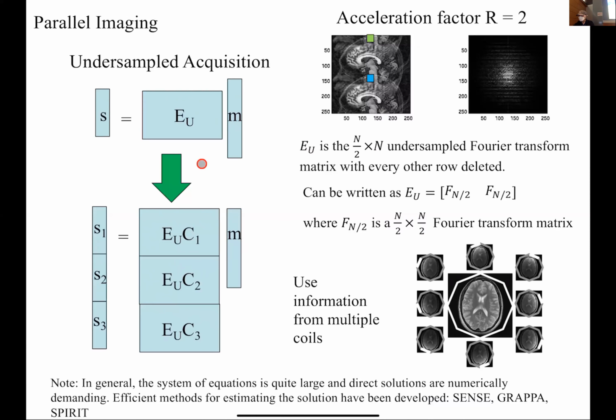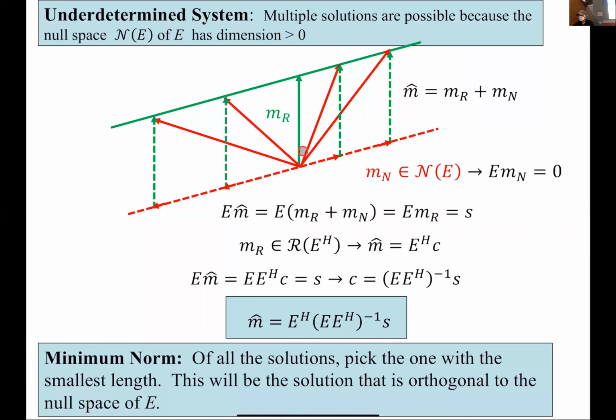I think the only slide I missed was this one. This is just showing that in the underdetermined case, you might come up with all these solutions, and all of them would work. But the minimum norm is just picking the smallest one. So that's all it's doing.